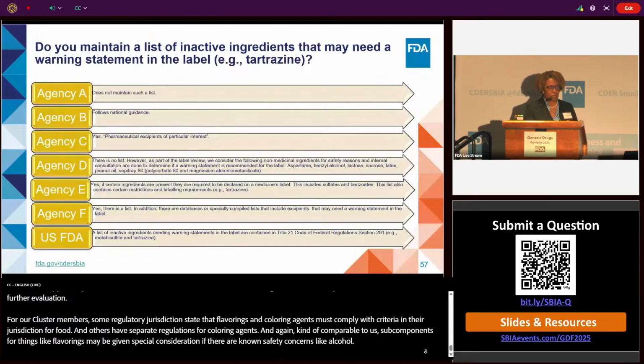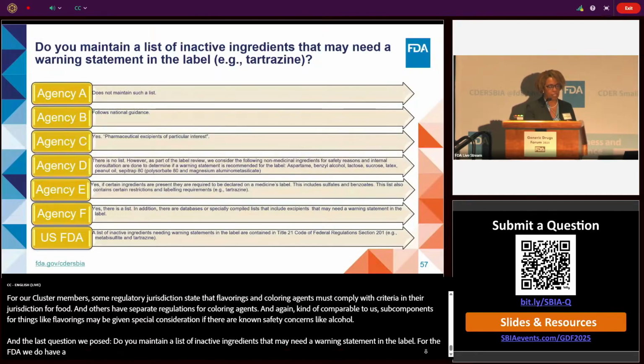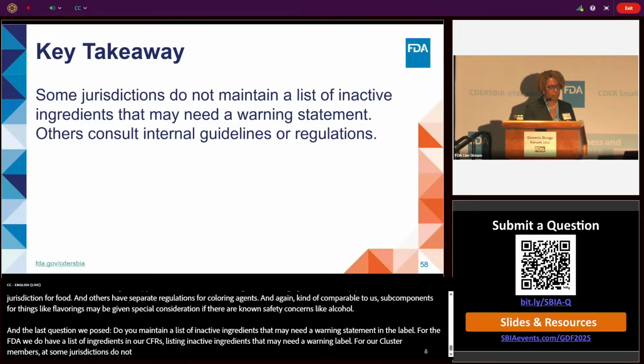And the last question we posed, do you maintain a list of inactive ingredients that may need a warning statement in the label? So for the FDA, we do have a list of inactive ingredients within our CFRs, listing inactive ingredients that may need a warning label. For our cluster members, some jurisdictions do not maintain a list of inactive ingredients that may need a warning statement, and others consult internal guidelines or regulations regarding those inactive ingredients.